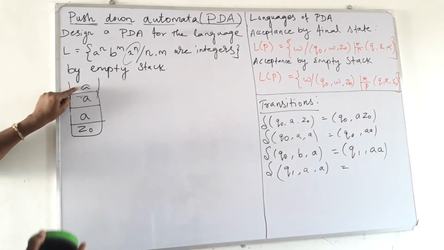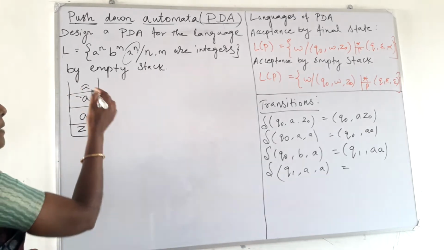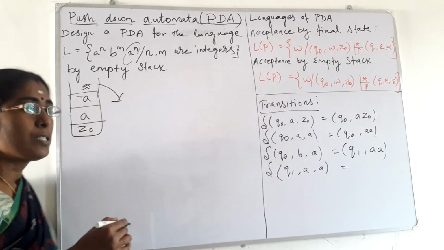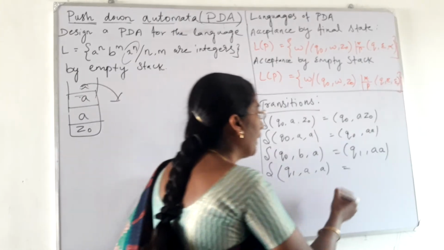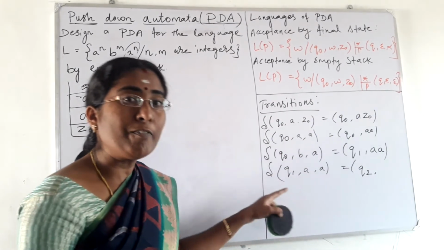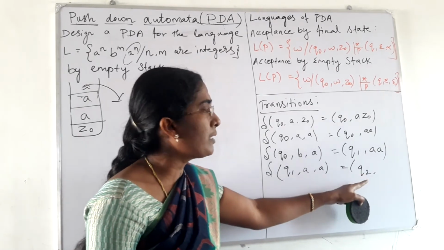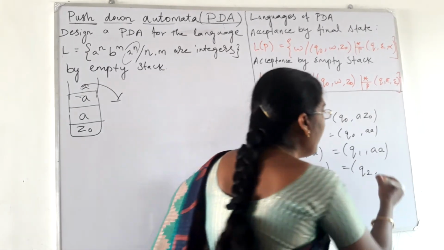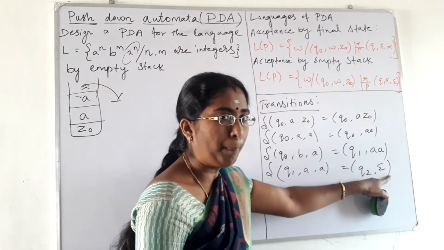That A should be compared with the A's present on the stack. If it gets matched, this A is popped out. For representing the pop operation, we are using the epsilon symbol. Here we change the state to Q2 because we are reading the input symbol A. So for representing the change, we write Q2, comma epsilon. Epsilon is for representing the pop operation.